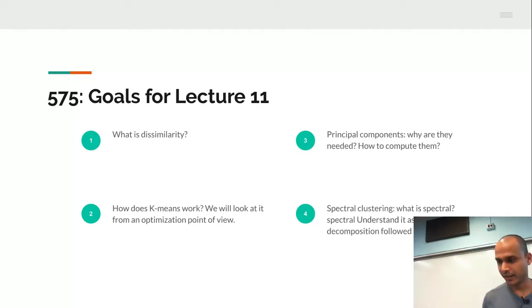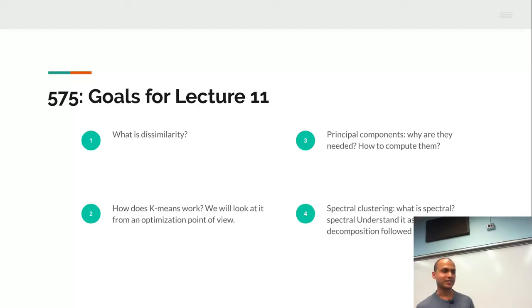Anyway, so I'll start, I guess, today's topics. Today we're going to continue with unsupervised learning. We're going to look at principal components and some clustering algorithms. The clustering algorithms will include k-means, the k-medoids algorithm, and spectral clustering.